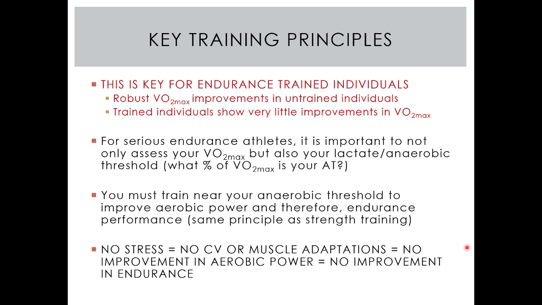And finally, for some more key training principles, the key for endurance trained individuals, so well-trained individuals, is anaerobic threshold. Robust VO2 max improvements in untrained individuals can be seen, but in trained individuals, VO2 max shows very little improvement because again, with just 12 to 18 months of proper endurance training, one may achieve the highest possible VO2 max that they can obtain, which again is genetically determined. So anaerobic threshold is the more critical factor for an improvement in aerobic power and thus muscular endurance and performance in well-trained individuals.